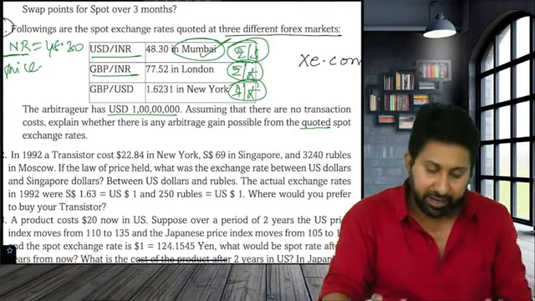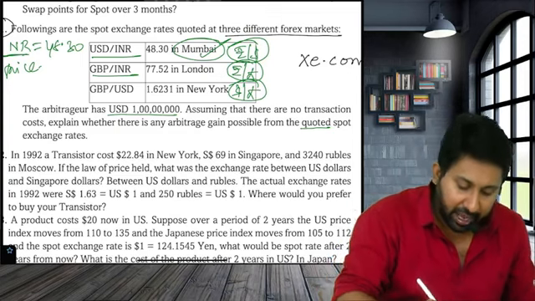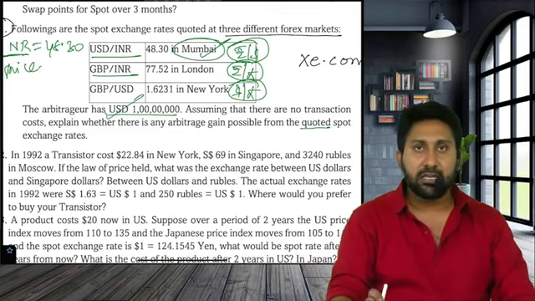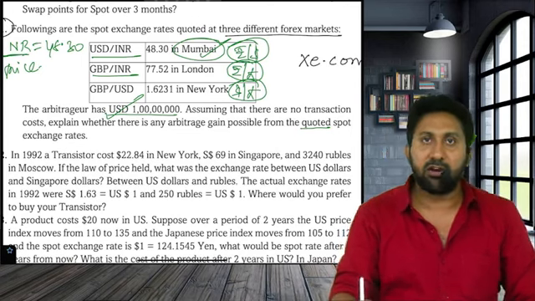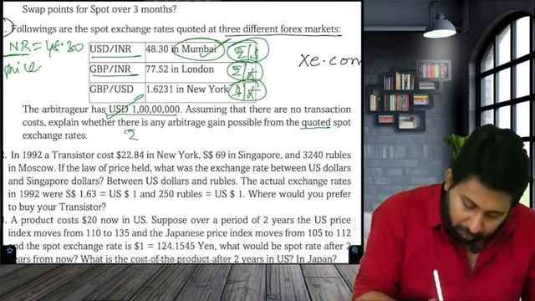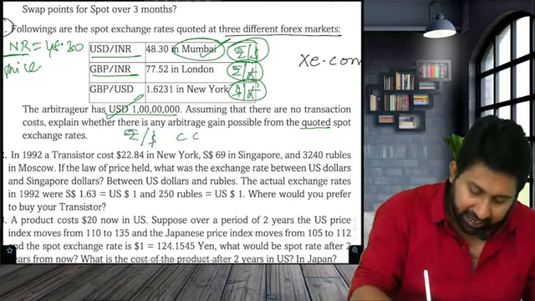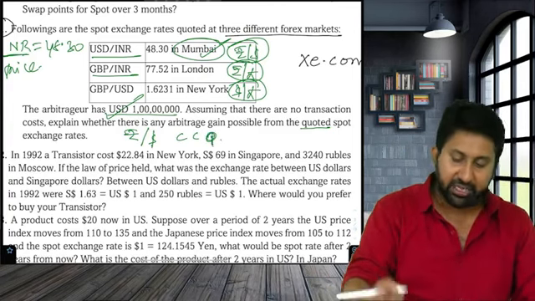Means rupee must be there. What should be there? Rupee. And the arbitrager is having how many dollars? 1 crore dollars. Rupee by dollar, we will calculate a CCQ.